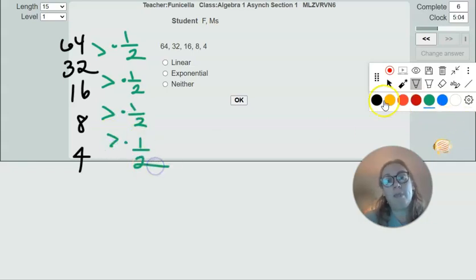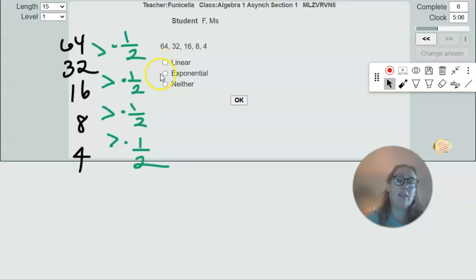So this is going to be exponential decay because the multiplier is less than 1. So it is exponential, but it's just decay. Beautiful.